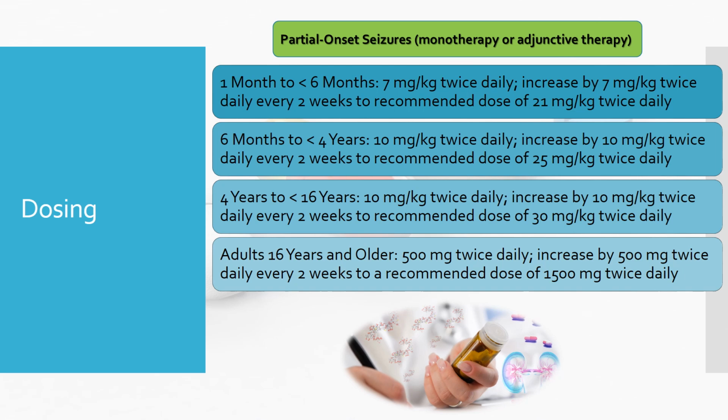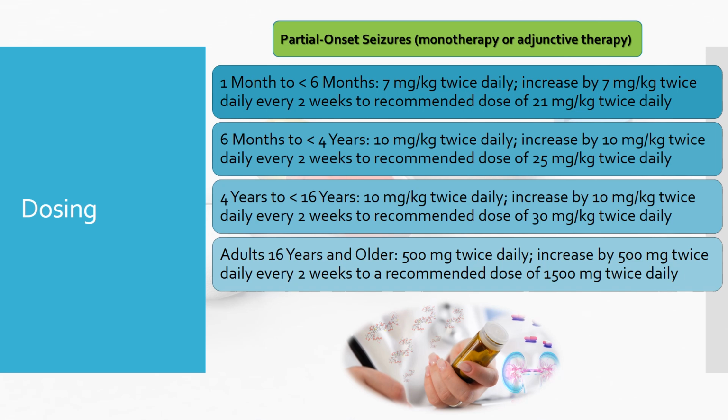For partial onset seizures, monotherapy or adjunctive therapy, for the ages of 1 month to 6 months, a dosing of 7 mg per kg twice a day, increasing by 7 mg per kg twice a day every 2 weeks, is recommended, to a recommended dose of about 21 mg per kg twice a day. For 6 months to less than 4 years old, 10 mg per kg twice a day, increasing by 10 mg per kg twice a day every 2 weeks to a recommended dose of 25 mg per kilogram twice a day.